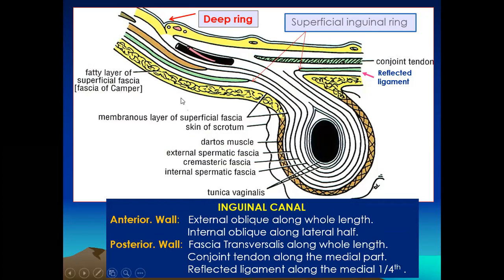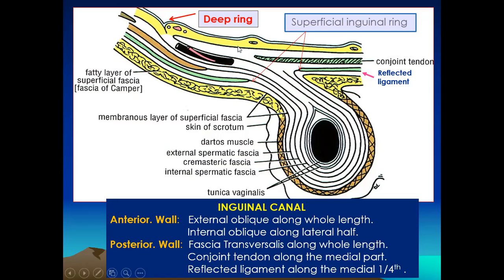Anterior wall, how is it formed? It is formed by the external oblique. This is the external oblique muscle along the whole length. It will form the anterior wall, but the internal oblique will only form the anterior wall along the lateral half. So this is the internal oblique, which will form the anterior wall only in the lateral half. Medial half, it becomes aponeurotic, thin, and it also arches. We'll see how it will arch and form the roof. So this is the internal oblique.